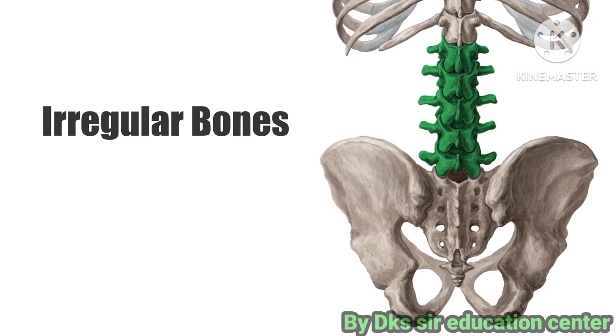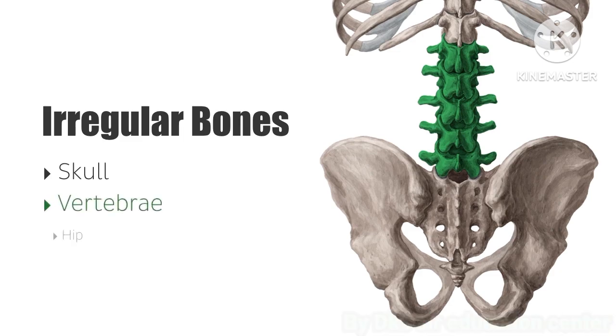A thin layer of compact bone covers a mass of mostly spongy bone in our next group, the irregular bones. This group is not categorized by shape, but by bone content and includes bones of the skull, vertebrae, and hip.